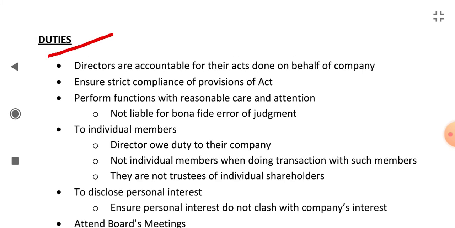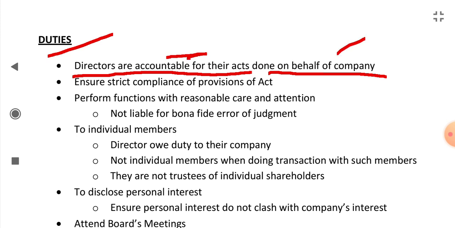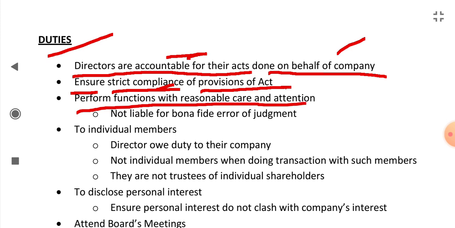Now what are the duties of directors? The directors are accountable for their acts done on behalf of the company. They are accountable for their acts which they do on behalf of a company. They should ensure strict compliance of provisions of the company's act. They should ensure that the provisions of the company's act are complied strictly. To perform functions with reasonable care and attention, they are not liable for bona fide error of judgment. They should perform their functions with reasonable care and with attention. But if they are making any judgment bona fide, means honestly, and if there is any error in their judgment, then in that condition they will not be liable.